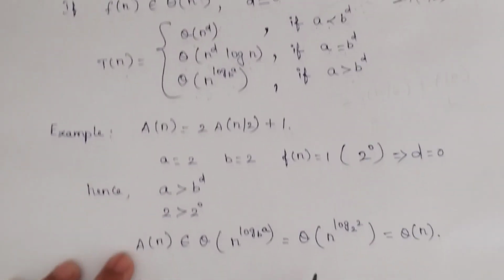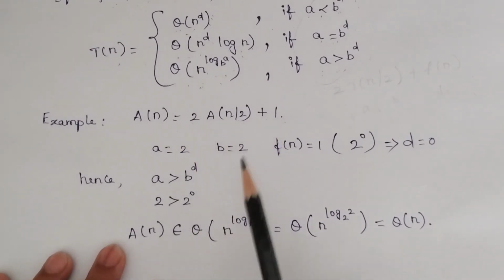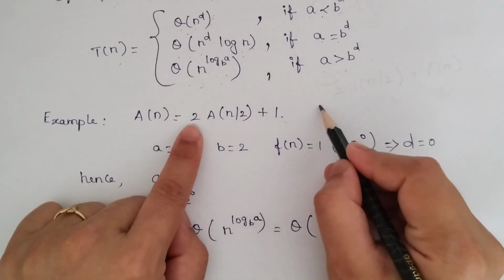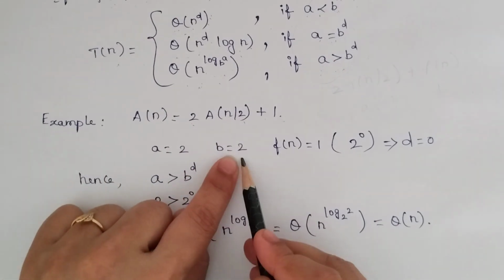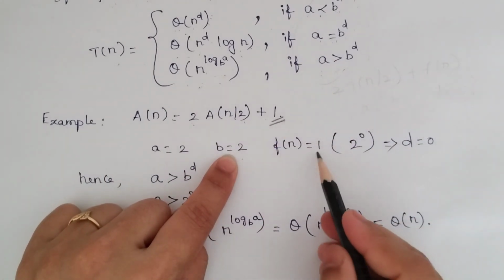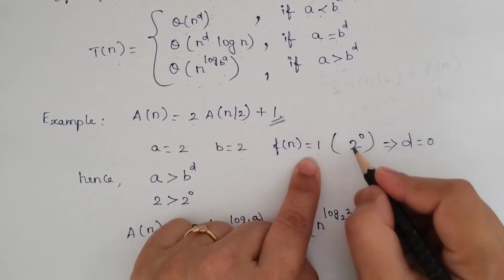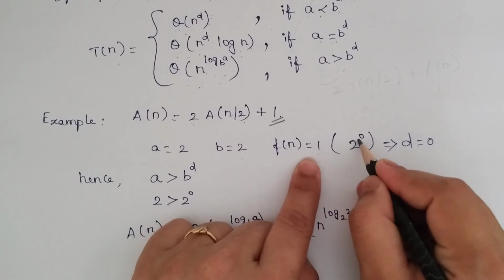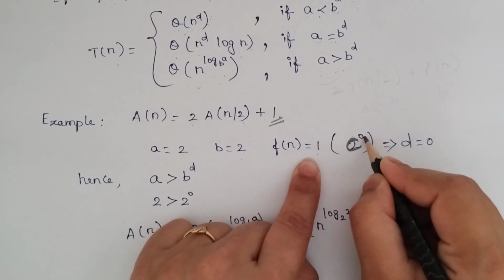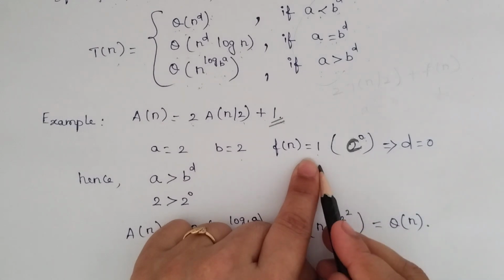Right? So here is an example. This is our recurrence relation, and this is a, the value of a is 2, and this is b, the value of b is 2. Coming to f of n, the value of f of n is 1, which means some term, it is not just 2, it can be any constant value power 0. That is what gives you the value 1.